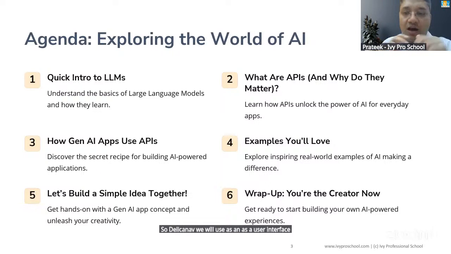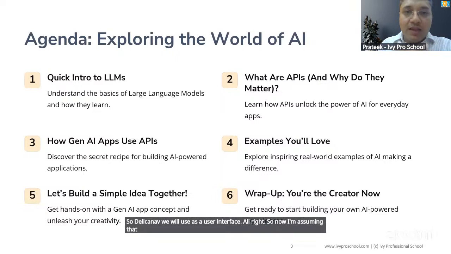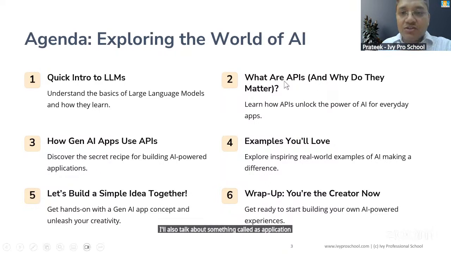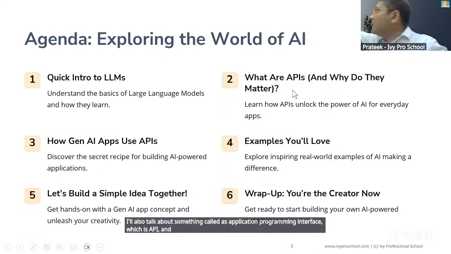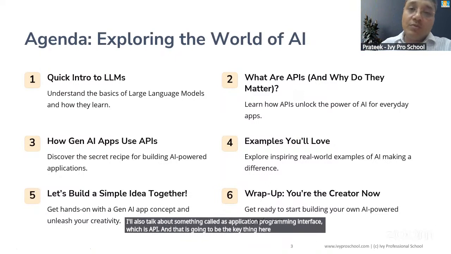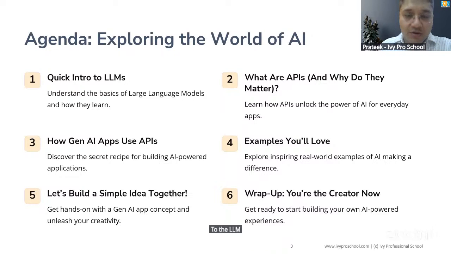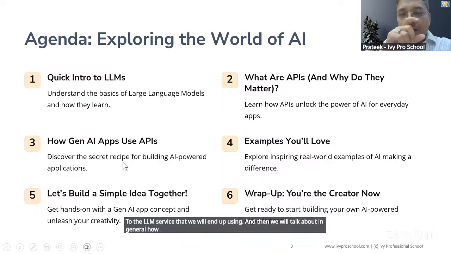Now, I'm assuming that a lot of people are very new to the LLM world. So I'll give a quick introduction to LLM. I'll also talk about something called application programming interface, which is API, and that is going to be one of the key aspects, working like the window to the LLM service that we will end up using. And then we will talk about in general how application layer Gen AI apps are built on the foundation layer, which is the LLM model, using API.